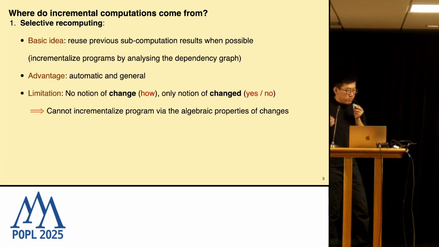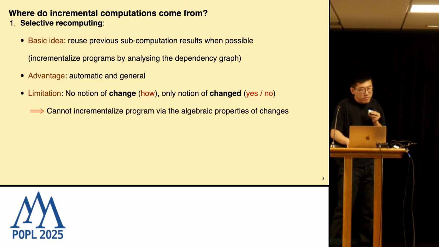But it also has a fundamental limitation, which is that it doesn't have a notion of change, only a notion of replacement. Basically, there are only two types of changes in selective recomputing approaches, which are either no change or replace change. The consequence is that they cannot incrementalize programs by the algebraic properties of changes.